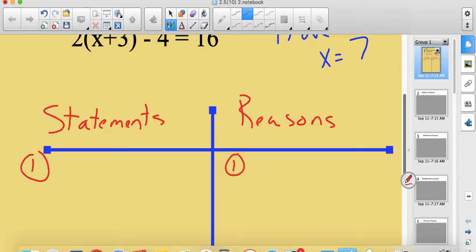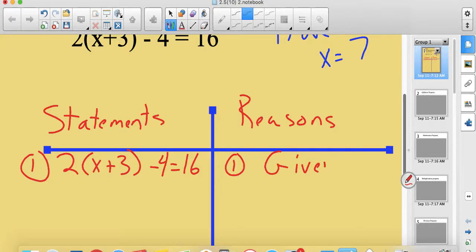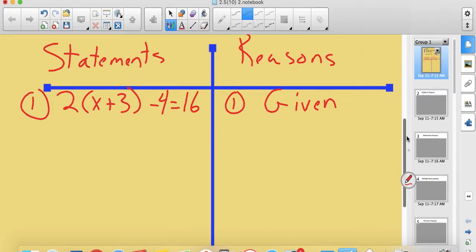In a proof, you will always start with the given information. So we are given our equation here. 2 times x plus 3 minus 4 equals 16. Reason is that equation was given to us. Right? We'll always start by putting that given information in there. Now, there's multiple ways you can go through and solve an equation. That's why some people's proofs will look different than somebody else's.